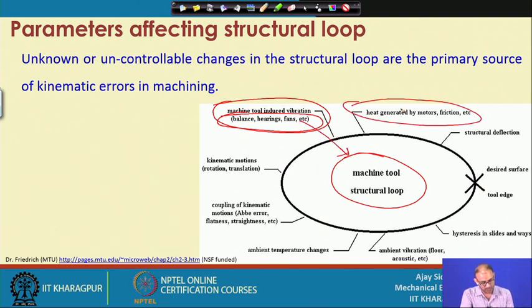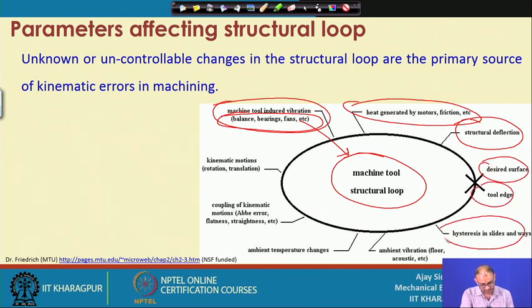Heat generated by the motor and friction matters, because we know the coefficient of thermal expansion, the material will expand even with a change of 1 or 2 degrees, at a micron level, and that is enough. Structural deflection is there, because if there is a lot of overhang portion, you end up with the loosening of the structural loop.